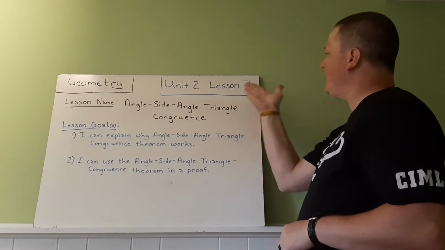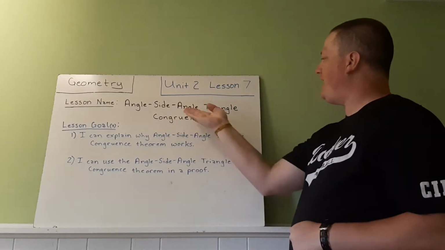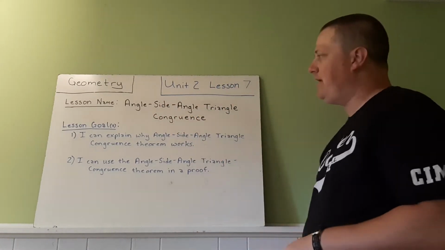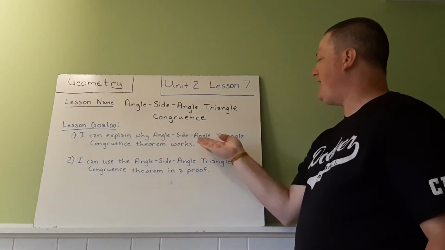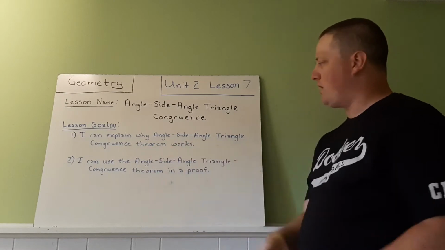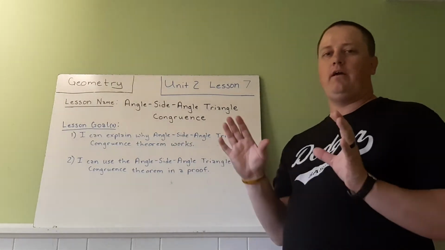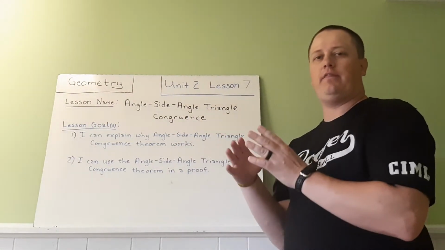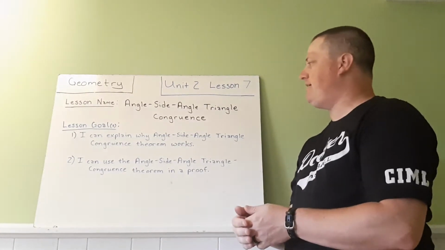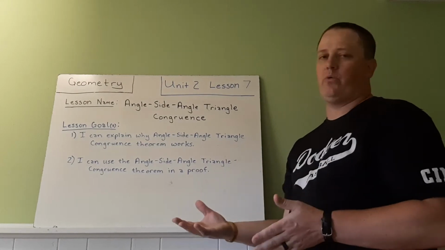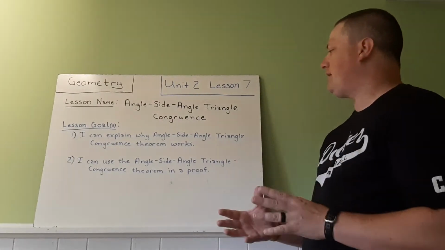All right, geometry students, we want to look at Unit 2, Lesson 7, Angle, Side, Angle, Triangle Congruence. Two goals here. First is I can explain why the angle, side, angle triangle congruence theorem works. So if we have an angle, the side next to it, and the other angle that's connected with that side, we can prove congruence with those combinations.